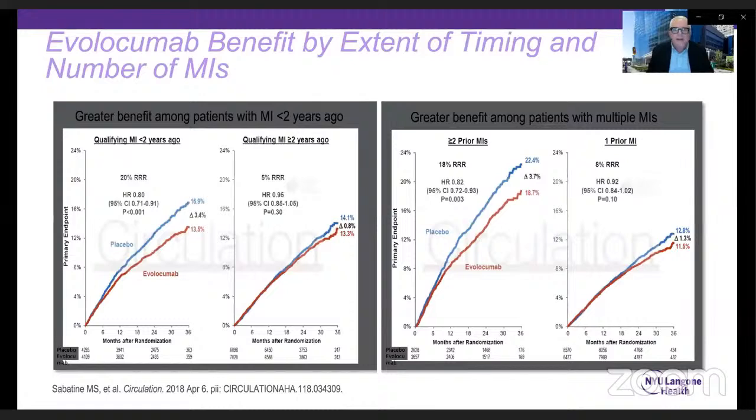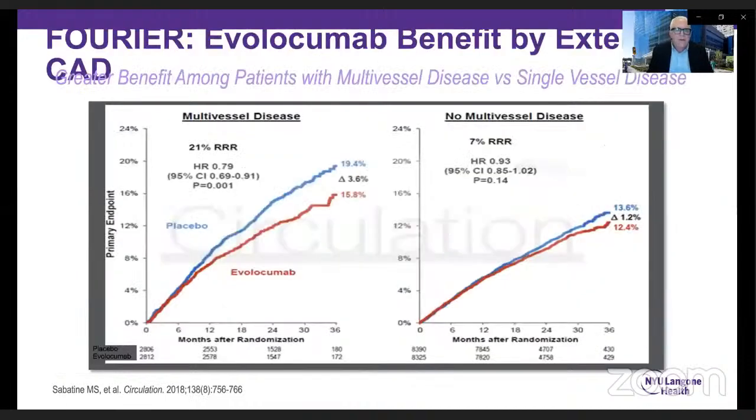Patients with more recent MIs do better than patients with distant MIs, greater risk reduction, because they're at higher risk. We know that. Someone who's had a recent MI is at a much greater risk of an event than someone who had a distant MI. And those with multiple MIs versus one, also greater risk, greater benefit. Multivessel disease versus no multivessel disease, no surprise there. Greater benefit with the patients given the same intervention.